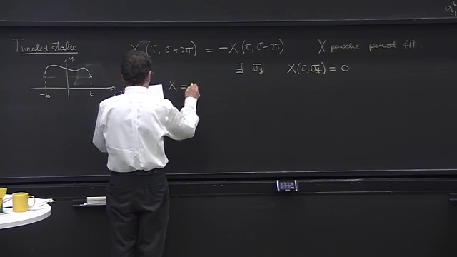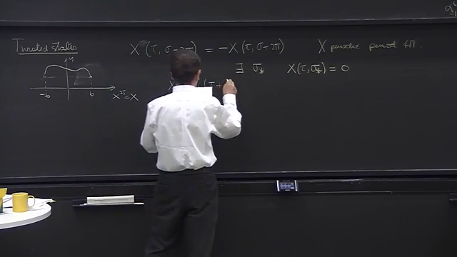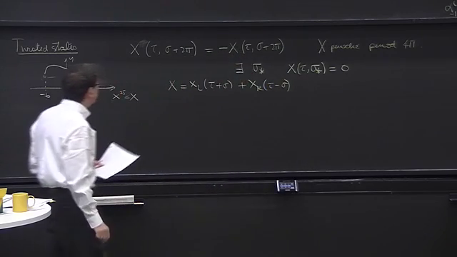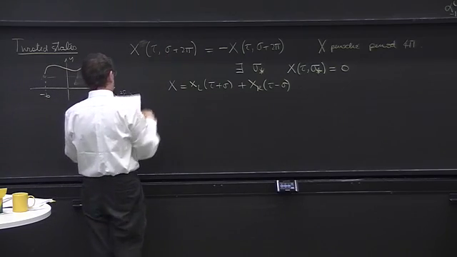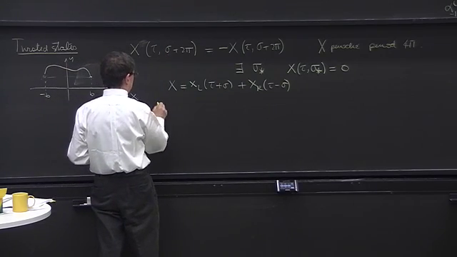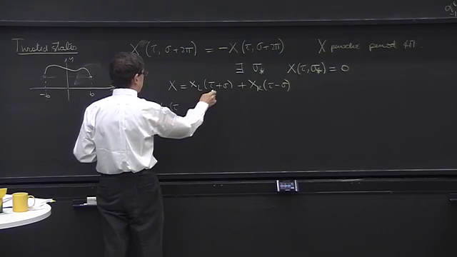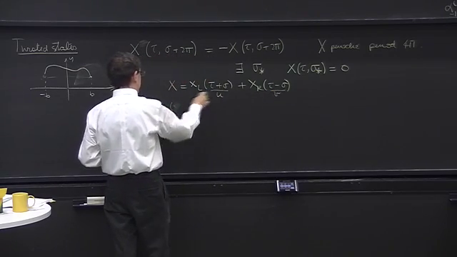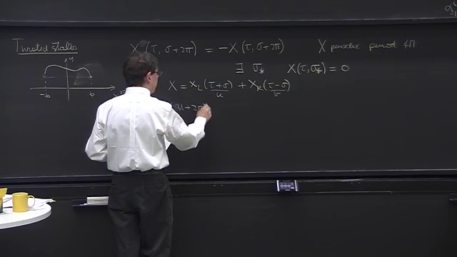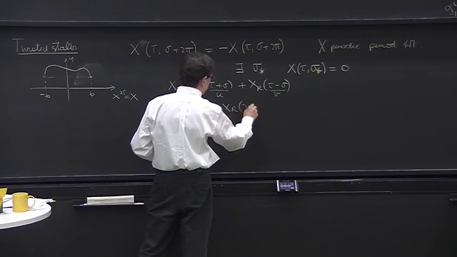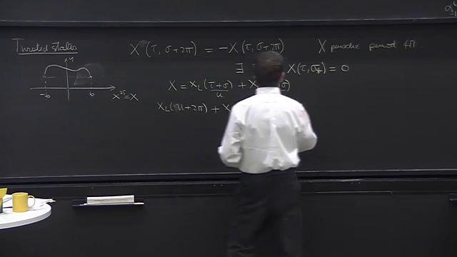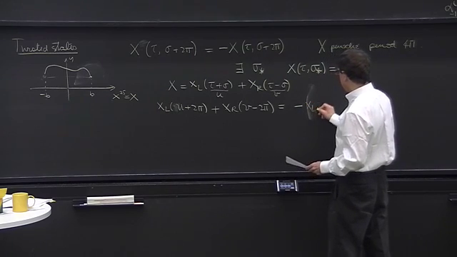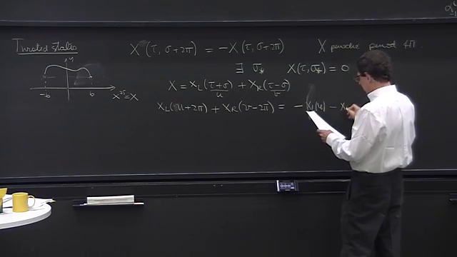We say x equals x left of tau plus sigma plus x right of tau minus sigma. So far, so good. It must satisfy the wave equation. But when I substitute here, what do I get? I get x left of tau plus sigma, which we called u, and this we called v. So x left of u plus 2 pi plus x right of v minus 2 pi is equal to minus, this time, the original one. So minus x left of u minus x right of v.